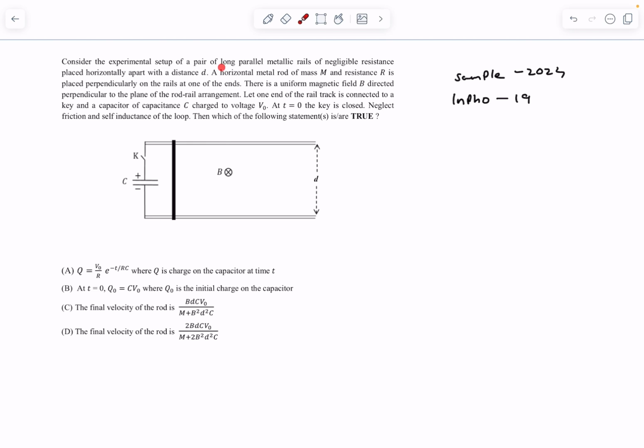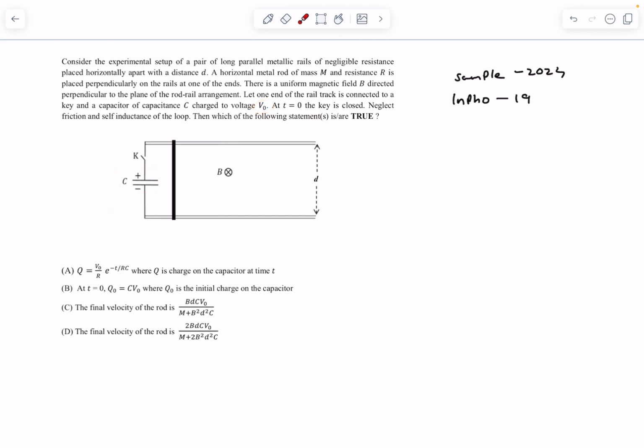So we have a setup in which 2 long parallel metal rails of negligible resistance are placed horizontally, apart by a distance of d. A horizontal metal rod of mass capital M and resistance R is placed perpendicularly on the rails at one of the ends. So this rod has a resistance of R. There is a uniform magnetic field directed perpendicularly to the plane of the rod arrangement. Let one end of the rail track be connected to the key and a capacitor of capacitance C charged to a voltage of V0. So the capacitor is already charged to a potential of V0.